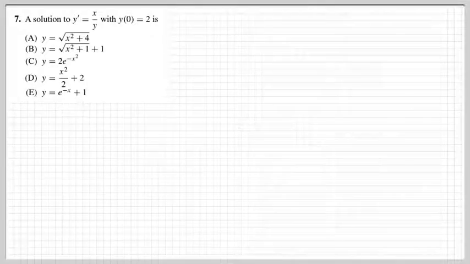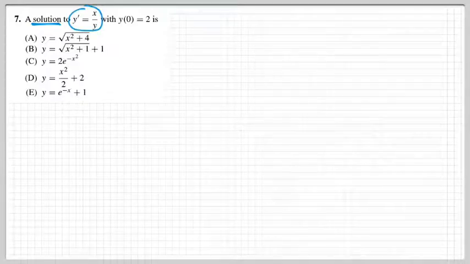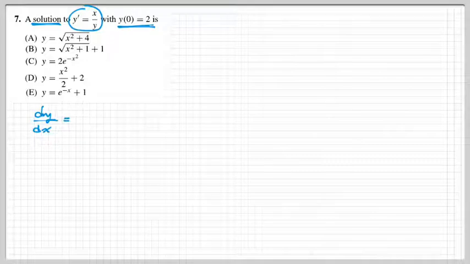Find another solution. Okay, so we're finding another solution to this differential equation, except this one gives us a point on the solution. So that means we can find a particular solution. Let's see here. We have dy over dx equals x over y. I'm just going to cross multiply here, and we're going to get y dy and x dx.